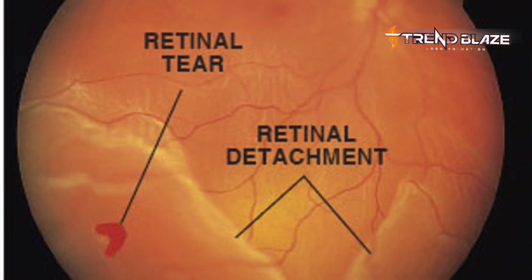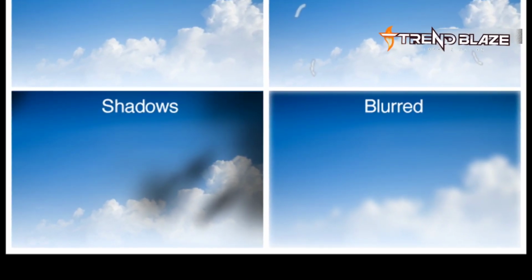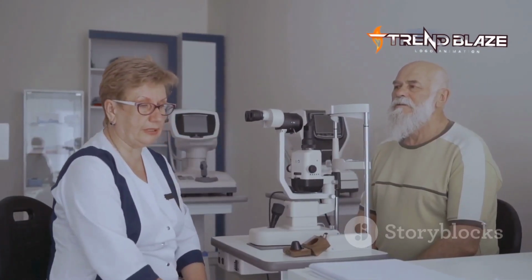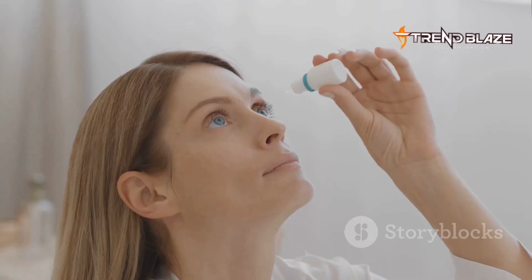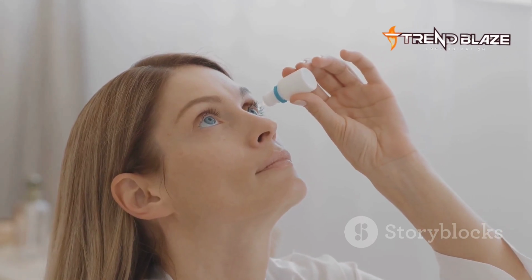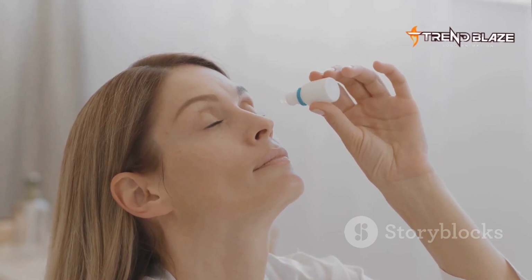A retinal tear can lead to retinal detachment, where the retina is pulled away from its normal position, potentially causing permanent vision loss if not treated promptly. If you experience any of these symptoms, see an eye doctor immediately. Early detection and treatment are crucial to prevent serious complications and preserve your vision. Remember, it's always better to err on the side of caution when it comes to your vision.